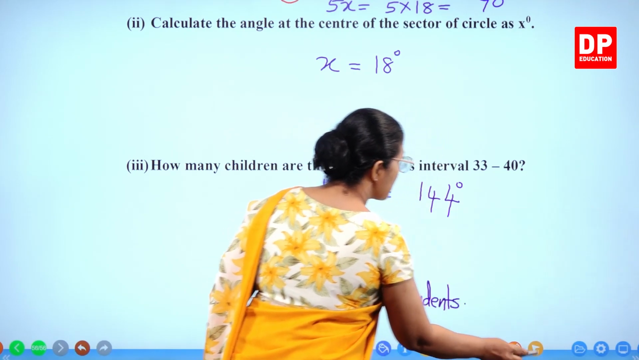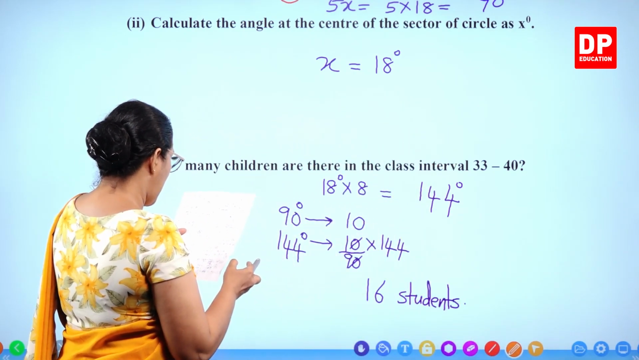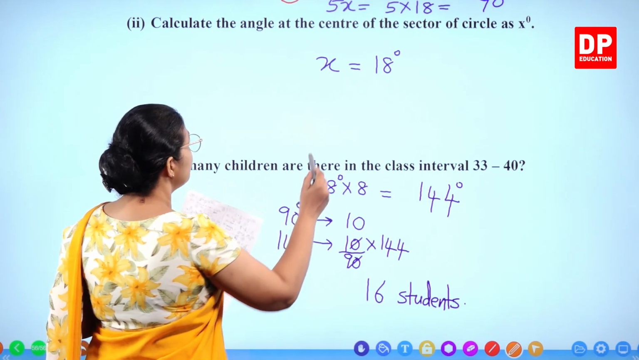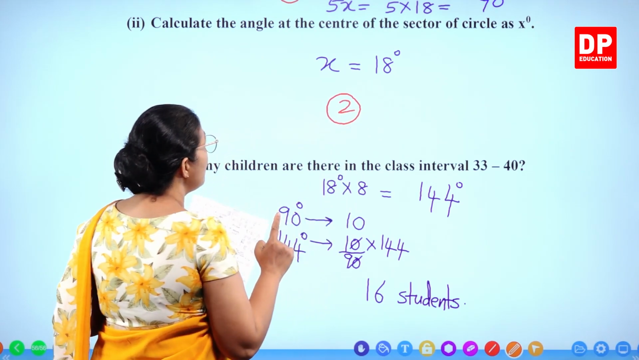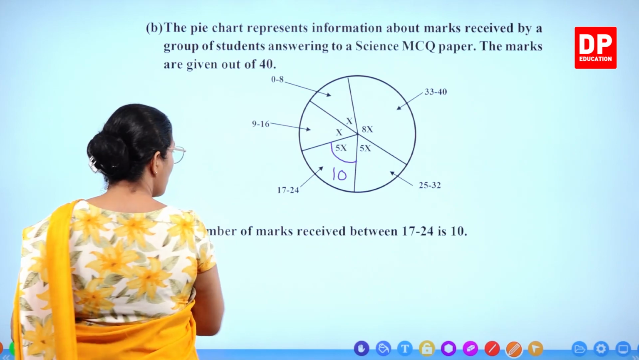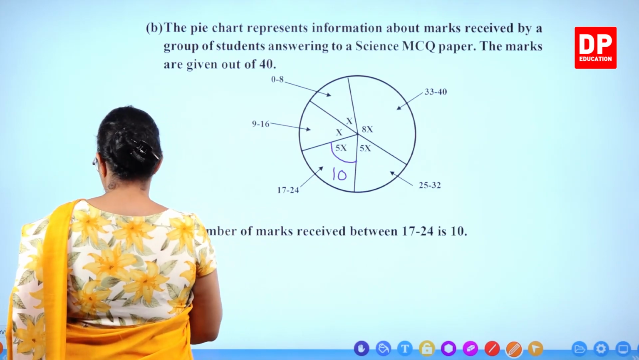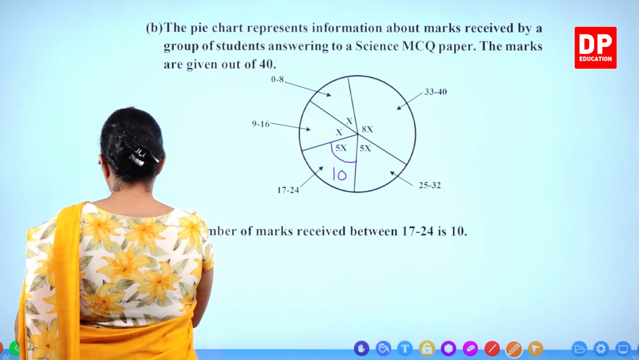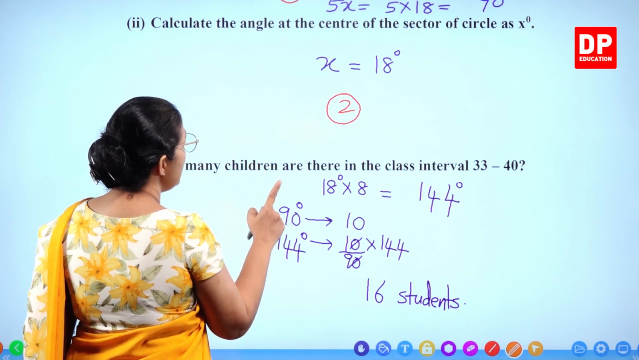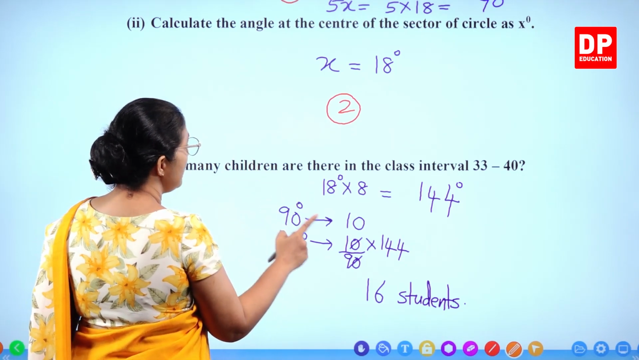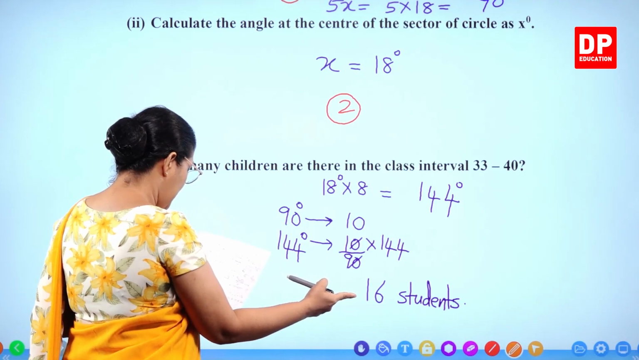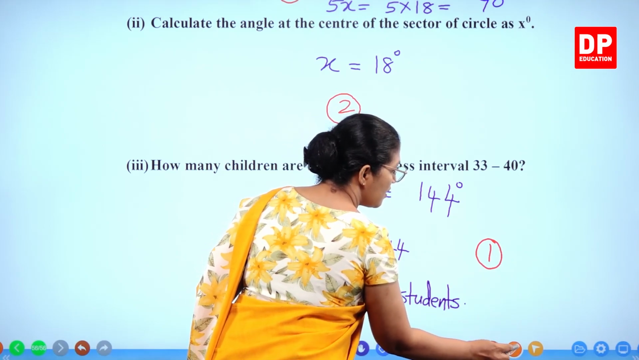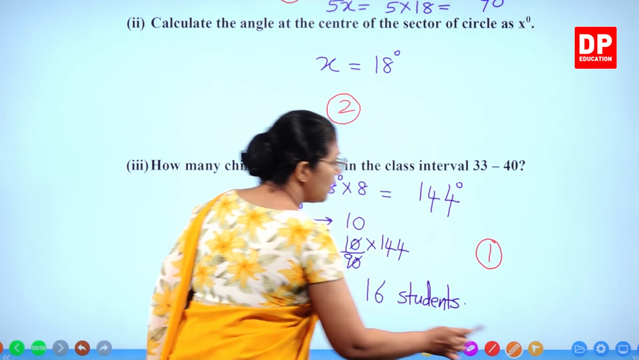So how many marks? For these two parts, x equals 18, you get 2 marks. And how many marks have we given for the whole question? We have not given marks here. So 3 and 2, 5 marks given here. 5, 6, 7, 8, 9, and only 1 mark we can give for this part. So we have given 10 marks for the whole question.